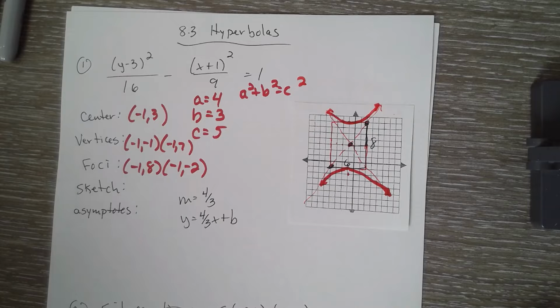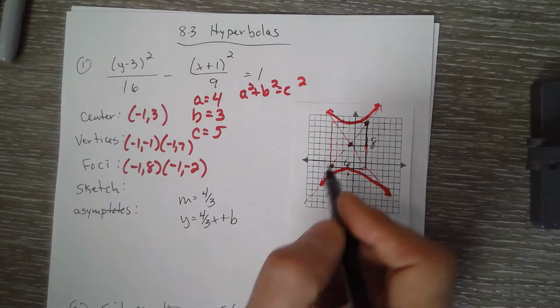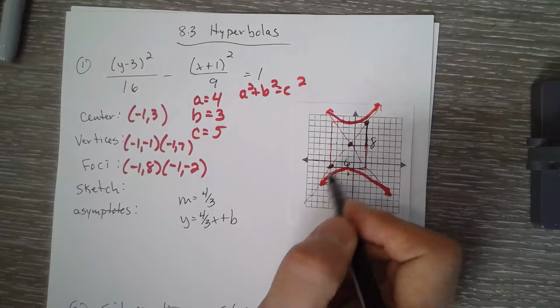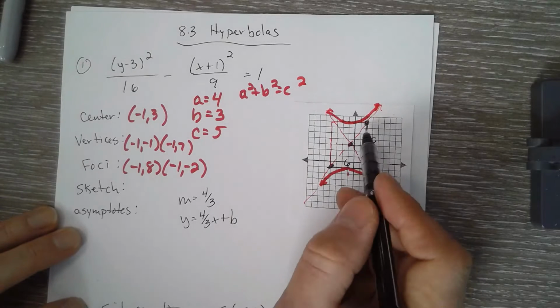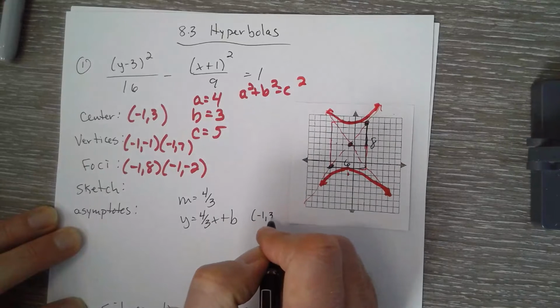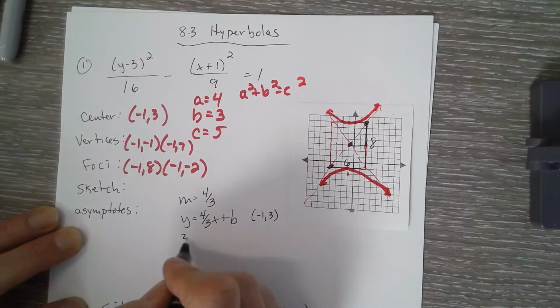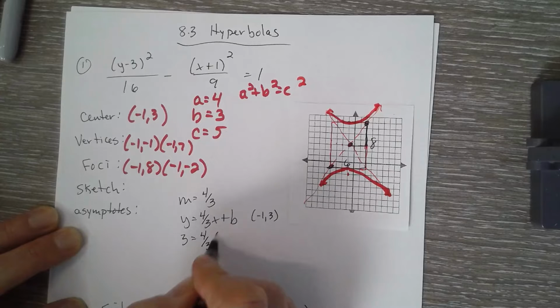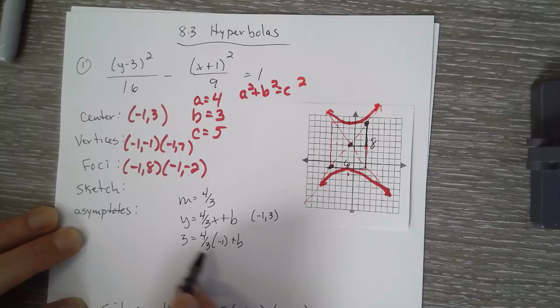Who's got a point for me? -1, 3. That's what I would use. I would use the center because my asymptote goes right through the center. We could have also used these, but center is already given. It's -1, 3. There's your x. There's your y. You can solve for b. And b, let's see if I add 4/3. So 9/3 was 4/3. It's 13/3.